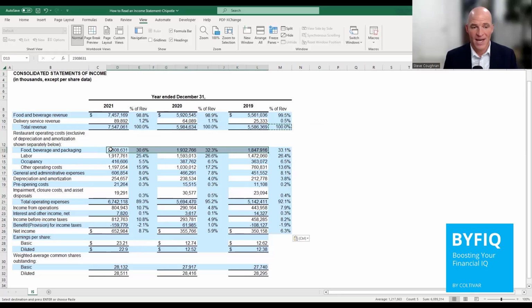So what you'll have now is a better year over year comparison. So if you want to analyze this financial statement really quickly, express it as a percentage of revenue, and then look at each line item to understand how things are trending.